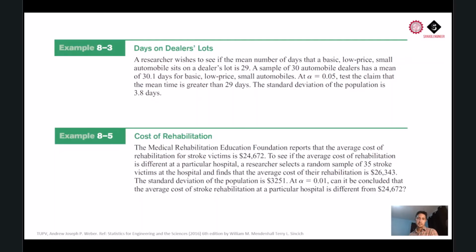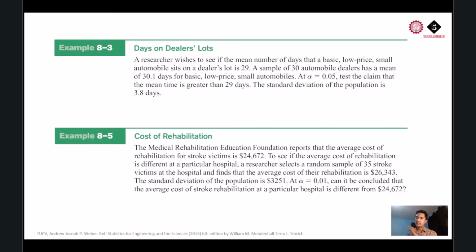So let's do the following examples. First example, a researcher wishes to see if the mean number of days that a basic low price small automobile sits on a dealer's lot is 29. A sample of 30 automobile dealers has a mean of 30.1 days for basic low price small automobiles. At a significance level of 0.05, test the claim that the mean time is greater than 29 days. The standard deviation of the population is 3.8 days.